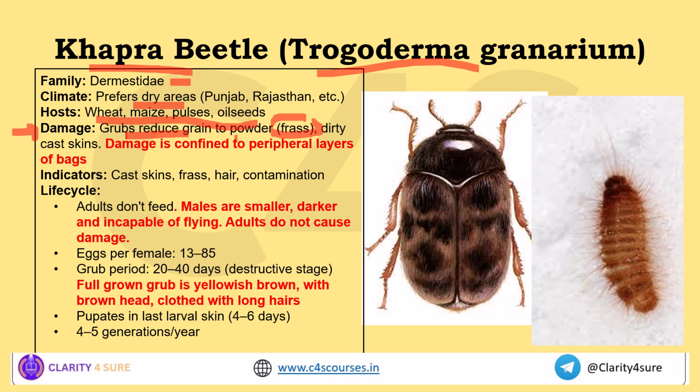Now, they also cast dirty skins on these grains. The damage is confined to only peripheral layers. That means if we see a bag full of grain, only the peripheral or upper region of the grains is generally destroyed by these beetles. The infestation caused by these pests reduces seed viability and also gives a distinct foul smell. So the indicators can be the cast skins, frass, hair, and contamination.